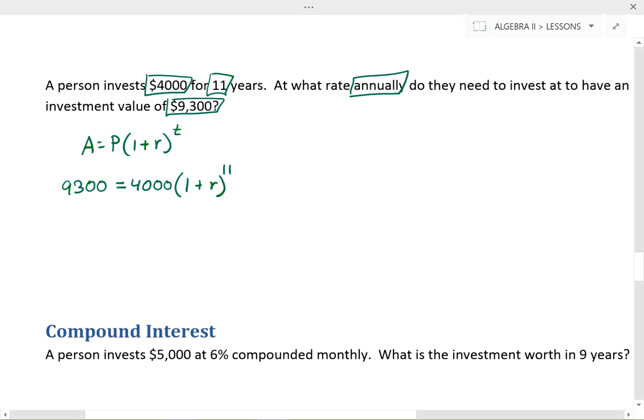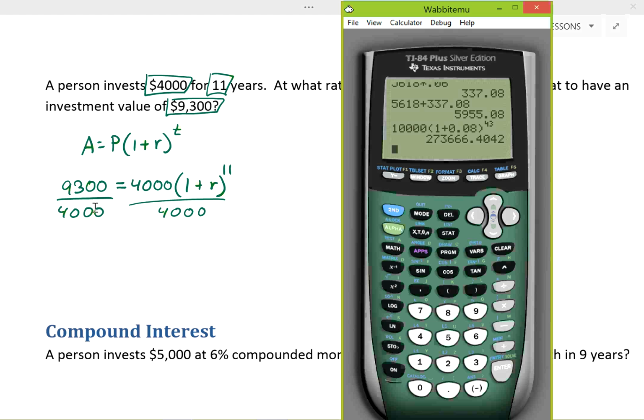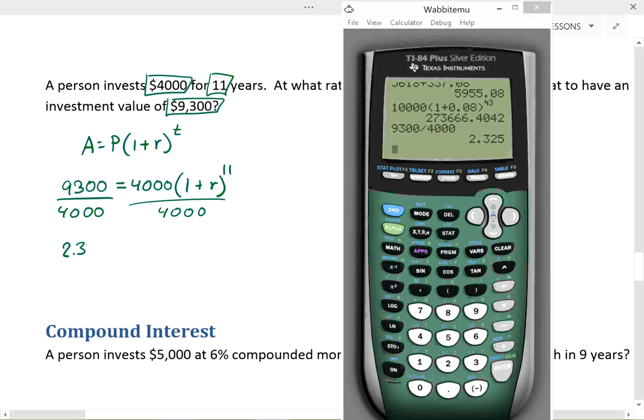So this is the equation now that we're going to be solving. But instead of simply solving for the value of A, we're going to be solving for R. To do this, I'm going to divide both sides by 4,000 because I'm trying to peel everything away from that R. Okay, let's do that. That's 9,300 divided by 4,000. That produces 2.325 is equal to 1 plus R to the 11th.